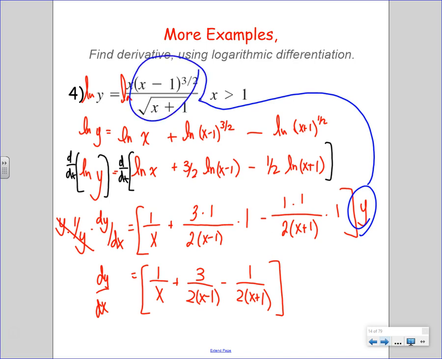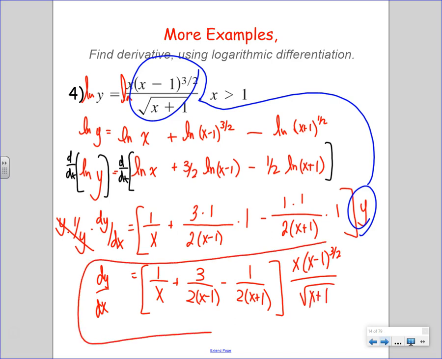But oh, you gotta be kidding me. No. Don't stress. If they have asked you to do this, on the AP specifically, they will never ask you to simplify further. If they ask you to do logarithmic differentiation, they expect you to end right there. Very nice.